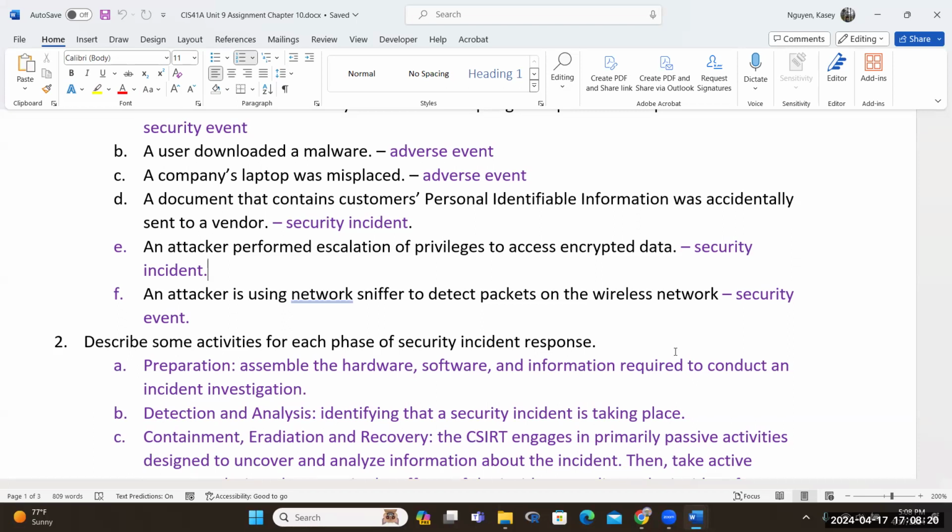So responding to an incident is a reactive type of approach. That means that it already happened and you're going back to see what happened, how it happened, and why it happened.